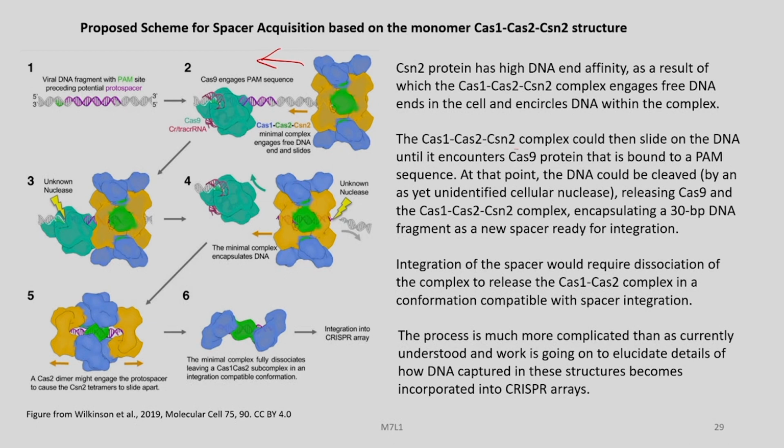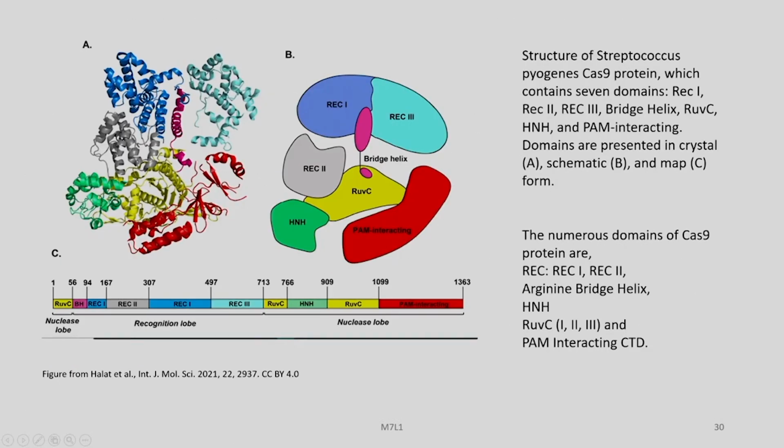The process is much more complicated than as currently understood, and work is going on to elucidate the details of how DNA is captured in these structures and how it is incorporated into the CRISPR arrays. A lot of details are already known, but certain information is missing. So, many of these things still remain unknown in certain aspects.